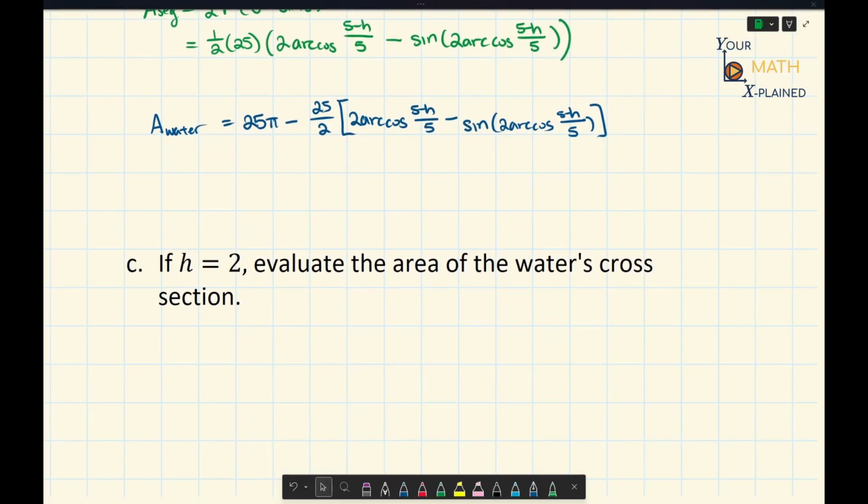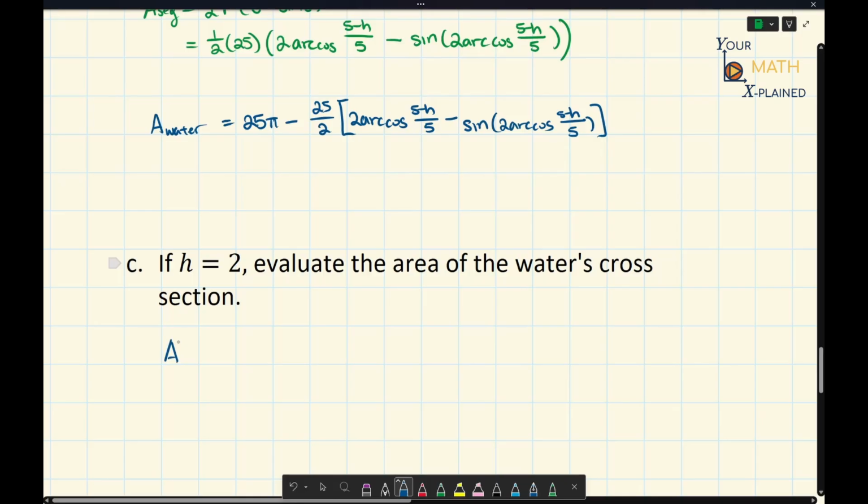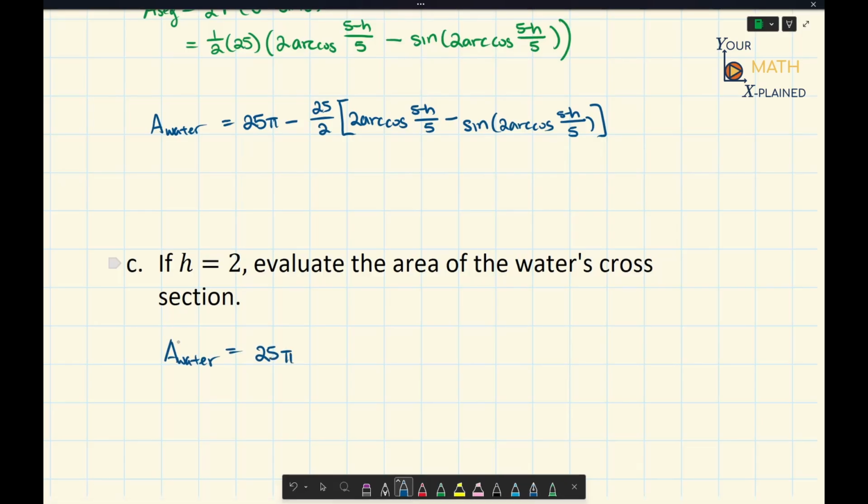So now finally, if h is equal to 2, evaluate the area of the water's cross-section. So we're going to take our previous formula and substitute in h is equal to 2. So that means the area of the water is equal to 25 pi minus 25 over 2 times 2 arc cos of 3 over 5 minus sine of 2 arc cos of 3 over 5.